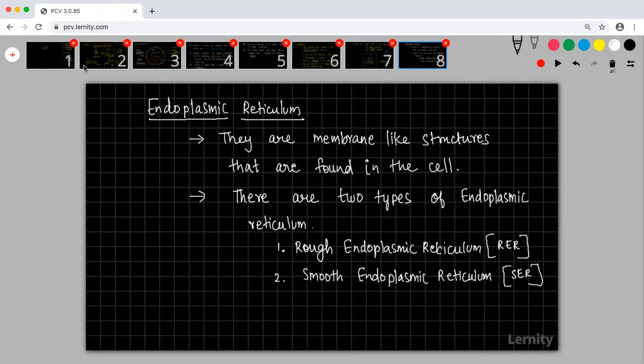Okay, if you're going to talk about endoplasmic reticulum, there are membrane-like structures that are found in the cell. There are two types of endoplasmic reticulum. One is your rough endoplasmic reticulum, and the other one is what we call the smooth endoplasmic reticulum.